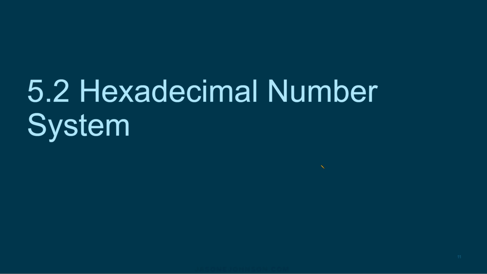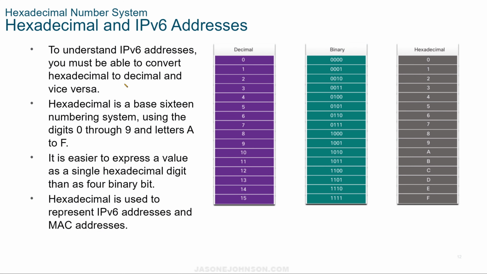Next, we're going to take a look at the hexadecimal numbering system. To understand IPv6 addresses, you need to understand hexadecimal. So we need to be able to convert hexadecimal to decimal and back and forth. Hexadecimal is base 16, decimal is base 10, binary is base 2. Hexadecimal being a 16 numbering system, we use the numbers 0 through 9 and letters A through F. So it's easier to express a value as a single hexadecimal digit than as 4 binary bits, because it makes it smaller and easier for us to read.